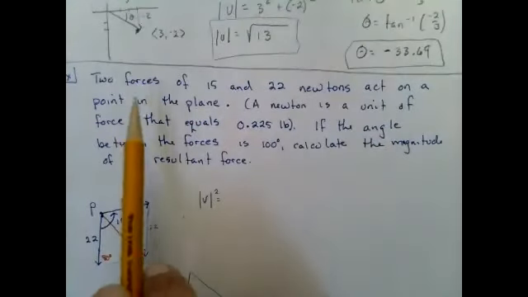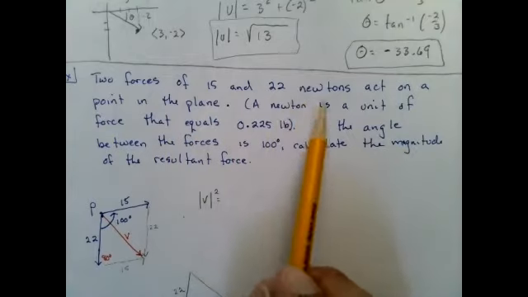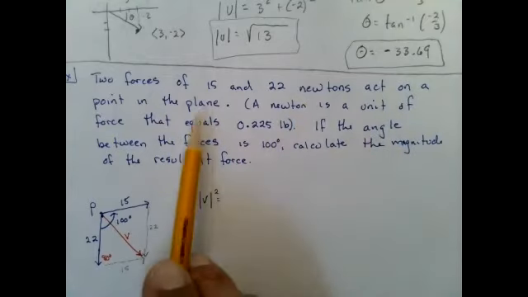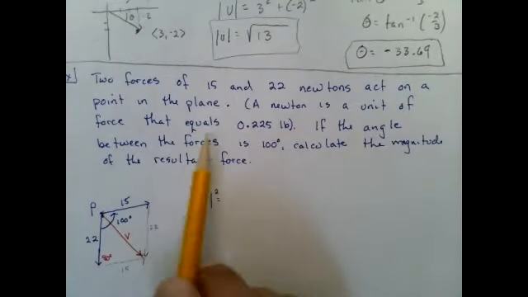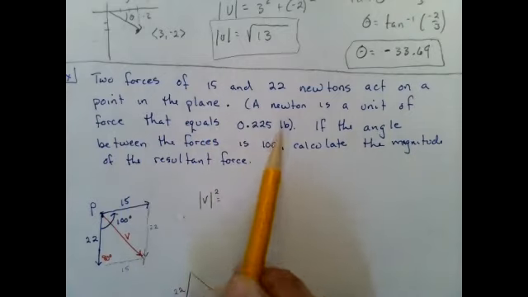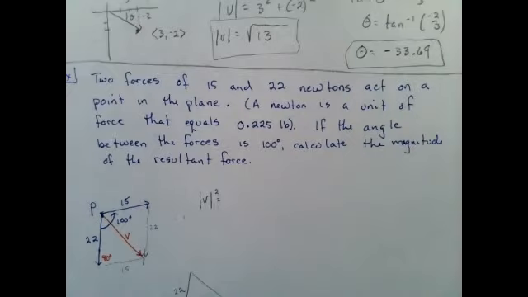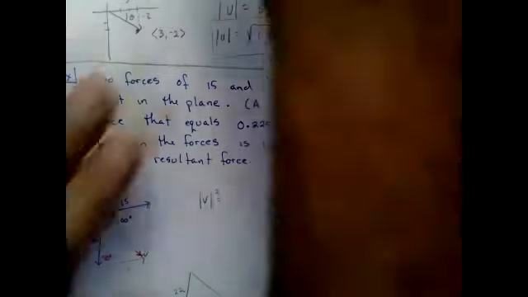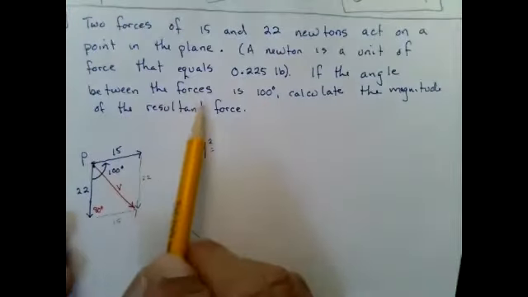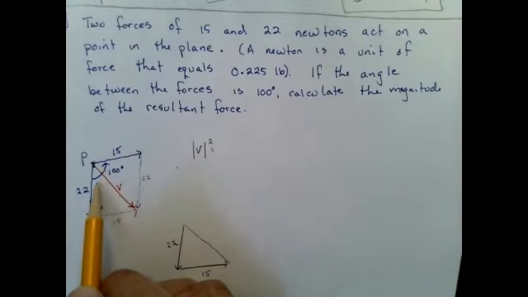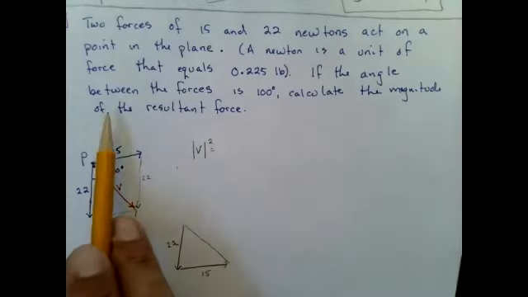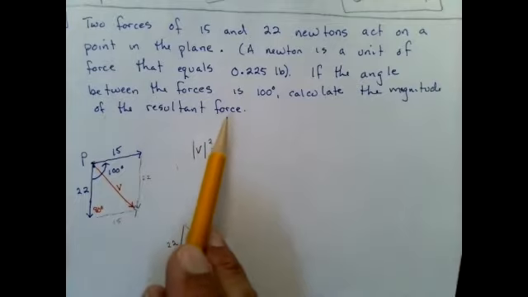Okay, before you start. Two forces of 15 and 22 newtons acting on a point in the plane. Well, here's my point on the plane. A newton unit is a force that equals 0.225 pounds. It's in parentheses, so I'm thinking that's just a fact that's quoted there. If the angle between the forces is 100 degrees, right here, calculate the magnitude of the resultant force.